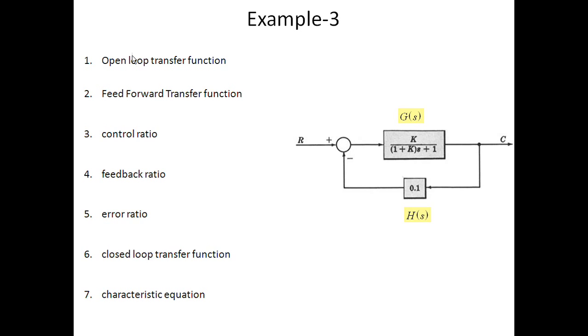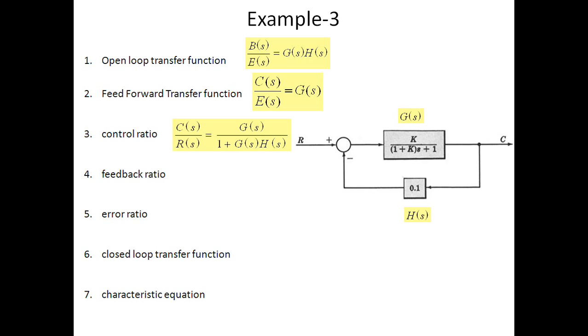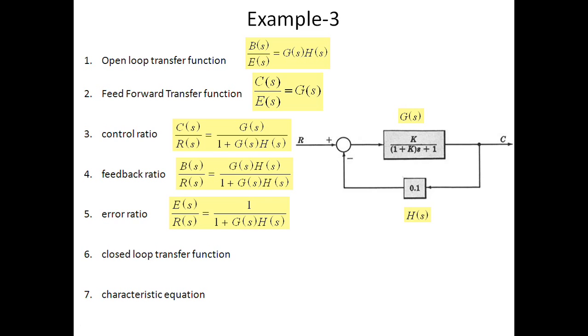Open loop transfer function, we know, is G(s) into H(s). Then the feed forward transfer function is nothing but G(s). Control ratio is nothing but C by R, so its value is G(s) upon 1 plus G(s)H(s), because this is a negative feedback system, so the sign is opposite over here. Then the feedback ratio is G(s)H(s) upon 1 plus G(s)H(s). Error ratio is nothing but 1 upon 1 plus G(s)H(s).